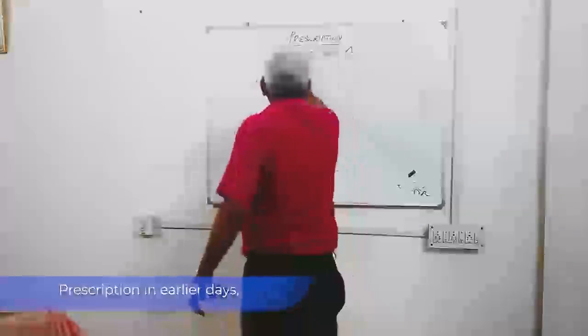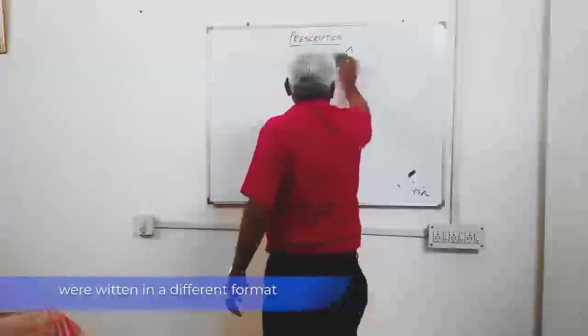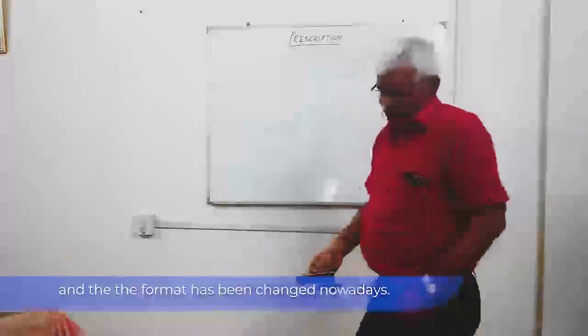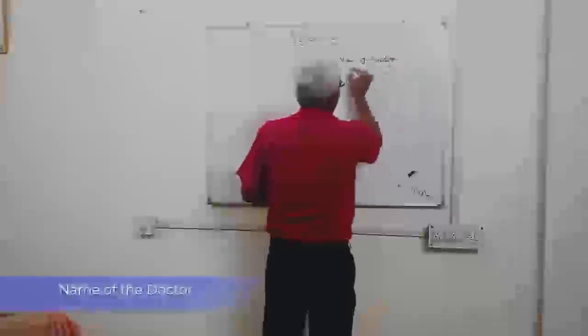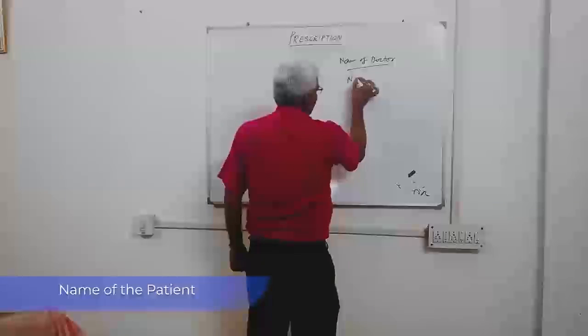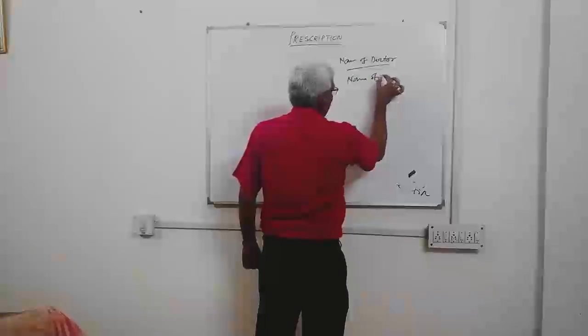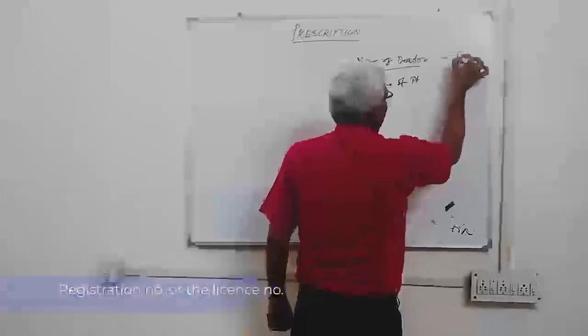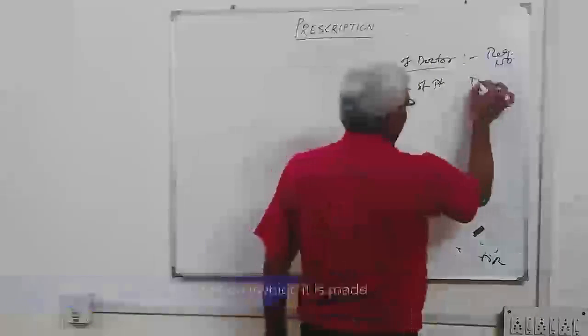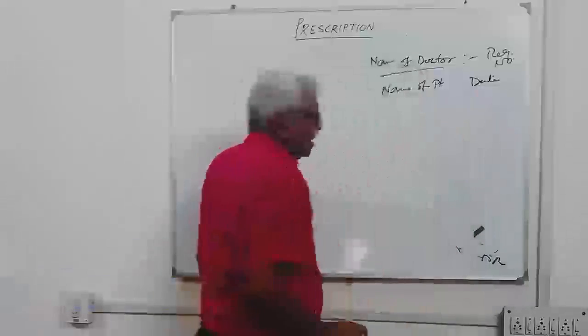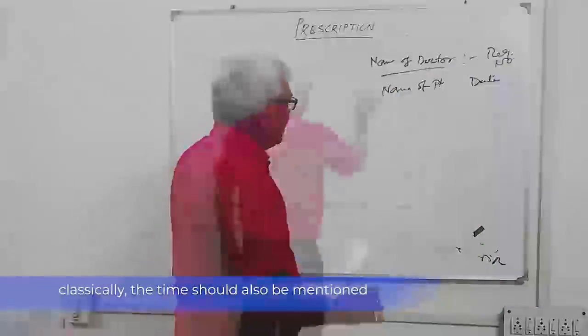Prescriptions in earlier days were written in a different format, and the format has been changed nowadays. What is the older format? In the older format, the name of the doctor, the name of the patient, the registration number or license number has to be there, and the date on which the prescription is made. Classically, the time should also be mentioned.